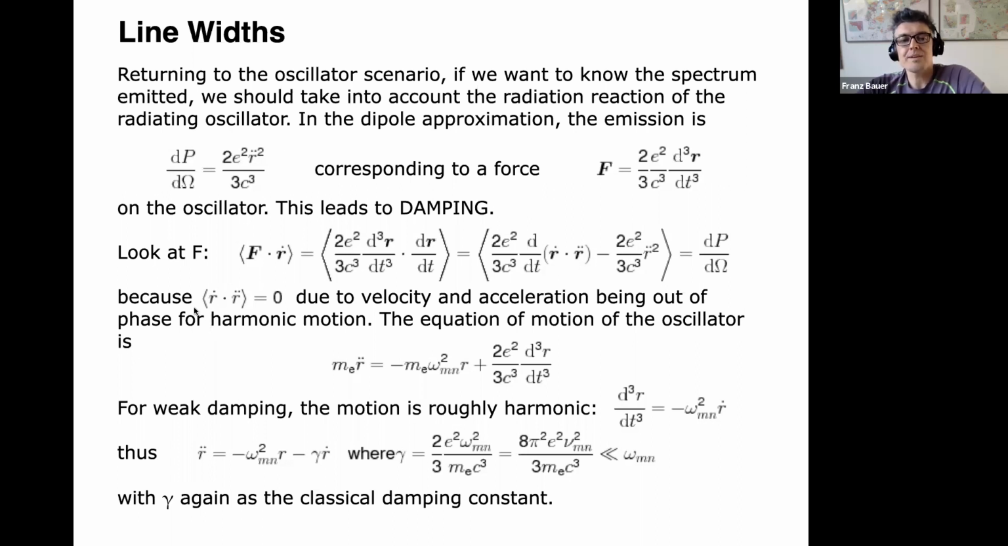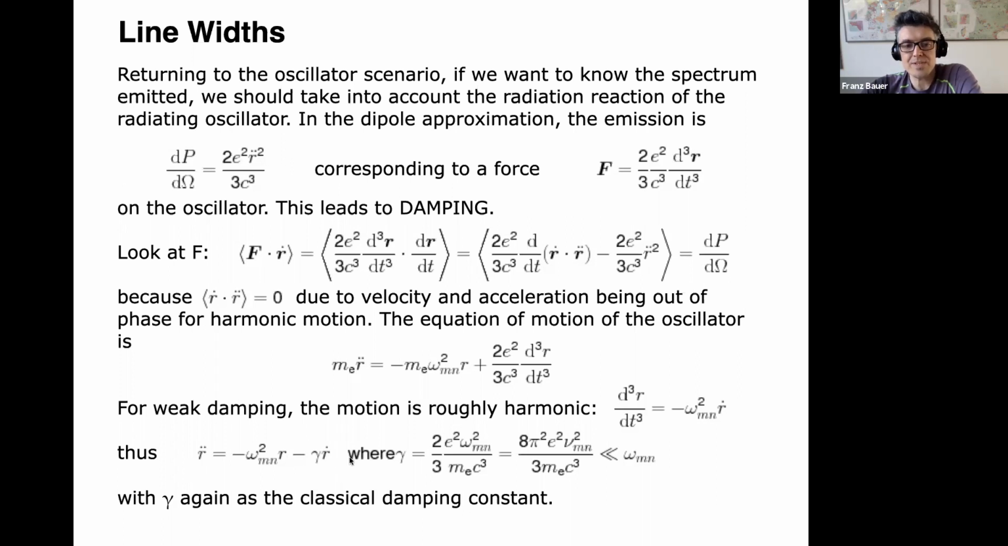This thing typically on average will equal 0, because the velocity and acceleration should be out of phase for a harmonic oscillator. And so we can derive an equation of motion for the oscillator, which looks like this. And therefore we have this damping force. So if this damping is weak, then we still have roughly harmonic motion. And we can think about this triple derivative as approximately equal to this harmonic oscillation.